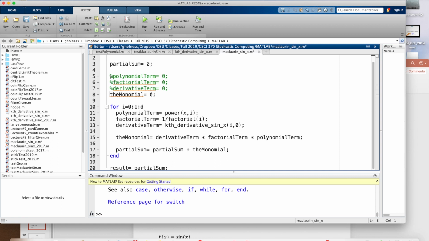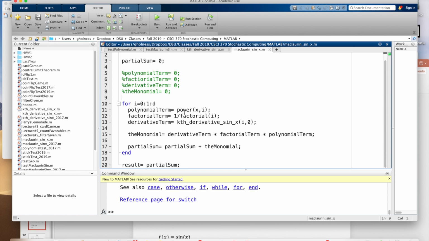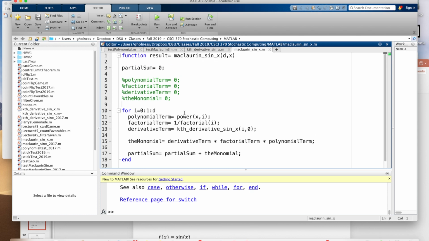If you reuse variables on multiple iterations of the loop, it's actually more efficient to allocate them before and not have to reallocate them and delete them each time. But I'll just satisfy the warning here and do that. So this is my Maclaurin series for sine of x.